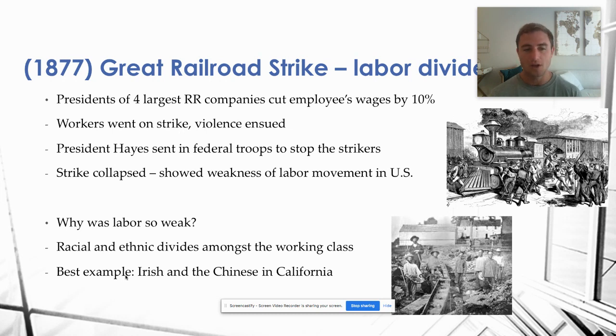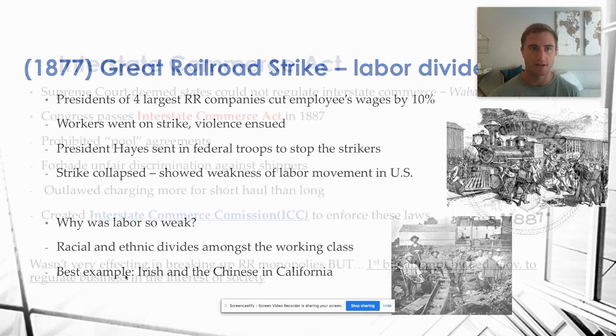A big reason why is because of racial and ethnic divides. There's two major examples of this. In lower class workers, low wage workers, it's going to be the Irish and the Chinese. But in general, in some of the national labor unions, why aren't those stronger? It's going to be because of racial divides, especially with white Southerners and African Americans.